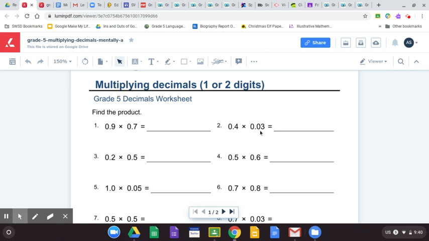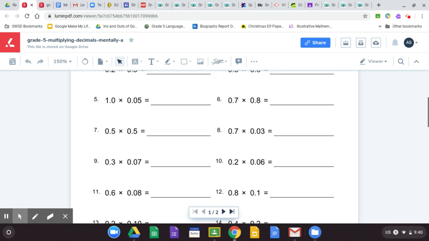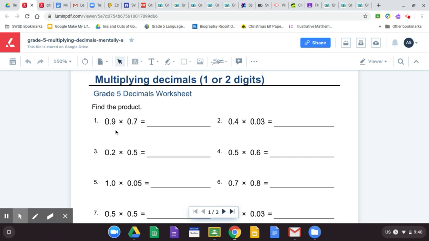The first thing is this page can all be mental math problems because you would just multiply normally. So we have a 9 here, and then we have a 7 here. So 9 times 7 is 63. I don't have to worry about the zeros because 0 times 0 is still 0.